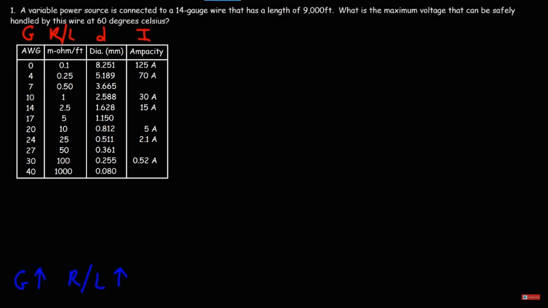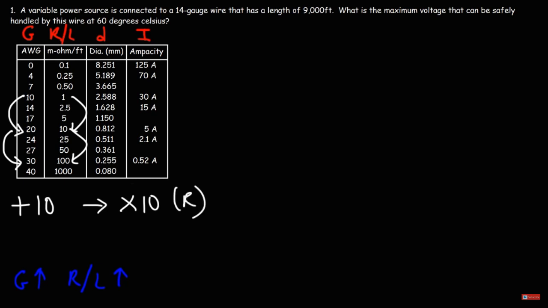Now the second thing to notice is as the wire gauge increases by 10, the resistance increases by a factor of 10. So as we go from 20 to 30, the resistance increases from 10 to 100. So an increase of 10 in the wire gauge leads to an increase of a factor of 10 in the resistance. So those are some things that I caught looking at this table.